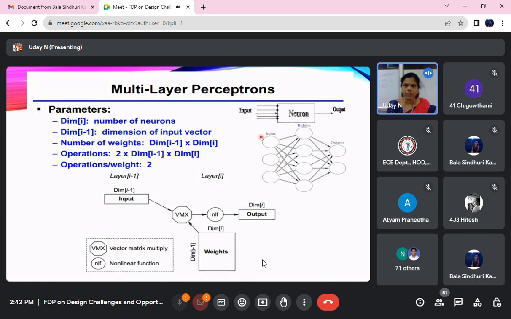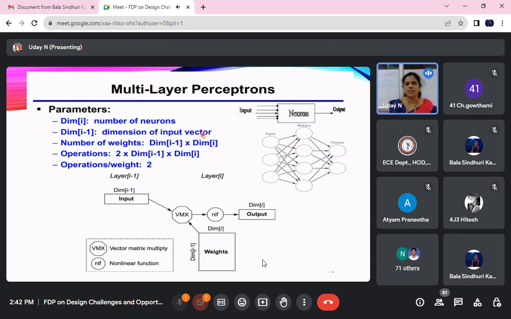Let us say you want to classify the numbers. Each image is an m by n matrix. And like that you have 10 digits. So the input layer size is m by n by 10. So how many neurons? For each digit you require one output. So from 0 to 9 you require totally 10 neurons here. So the dimension I becomes 10. And what is the size of each input vector?